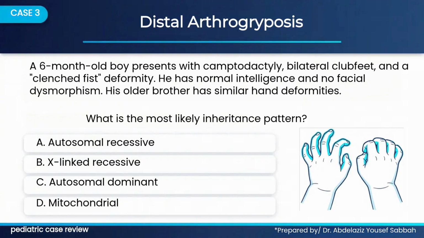Case 3. A 6-month-old boy presents with camptodactyly, bilateral club feet, and a clenched fist deformity. He has normal intelligence and no facial dysmorphism. His older brother has similar hand deformities. What is the most likely inheritance pattern? Option A, autosomal recessive. Option B, X-linked recessive. Option C, autosomal dominant. Option D, mitochondrial.